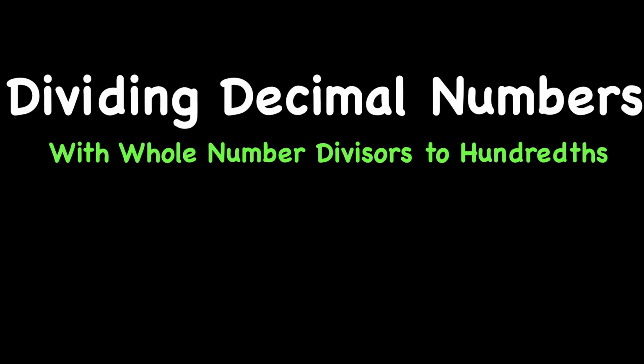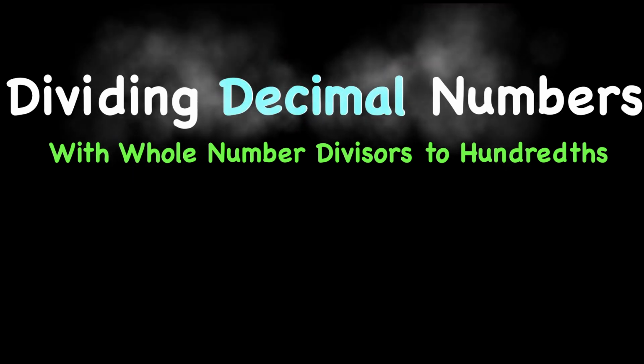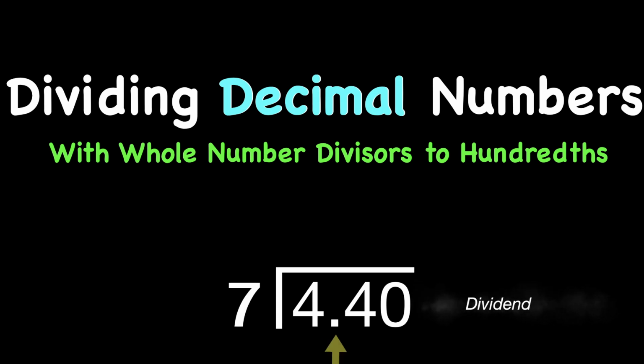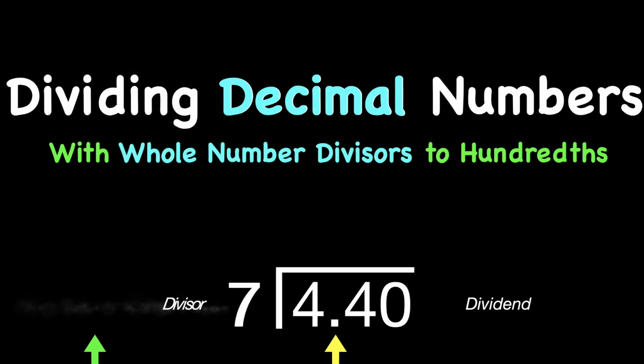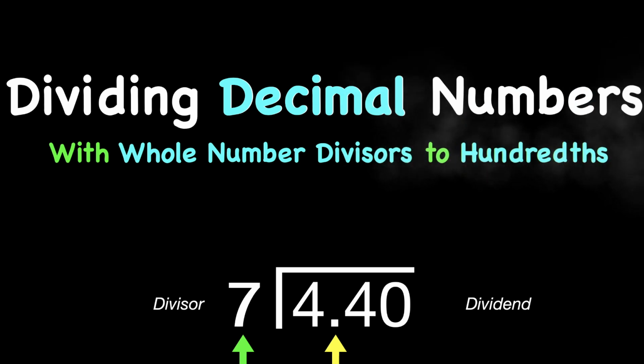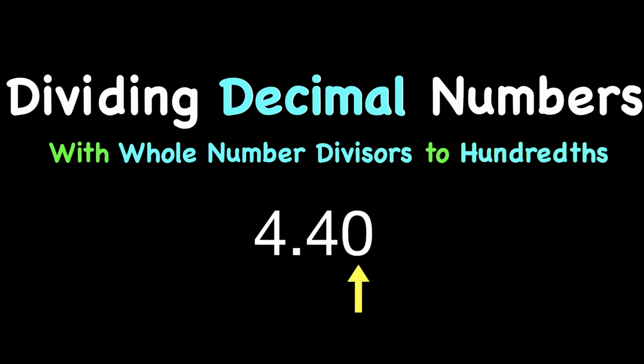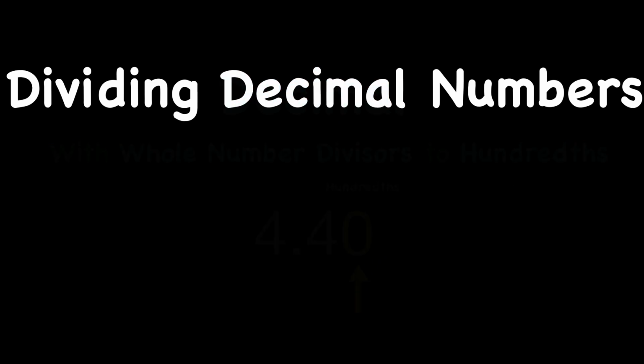Today's lesson is on dividing decimal numbers. Decimal numbers are numbers that have a decimal point. For example, 4 and 40 hundredths has a decimal point. We're dividing by whole number divisors, meaning that in this case the 7 does not have a decimal point. And hundredths is a reference to the place value that we will be working to today, the hundredths place value.